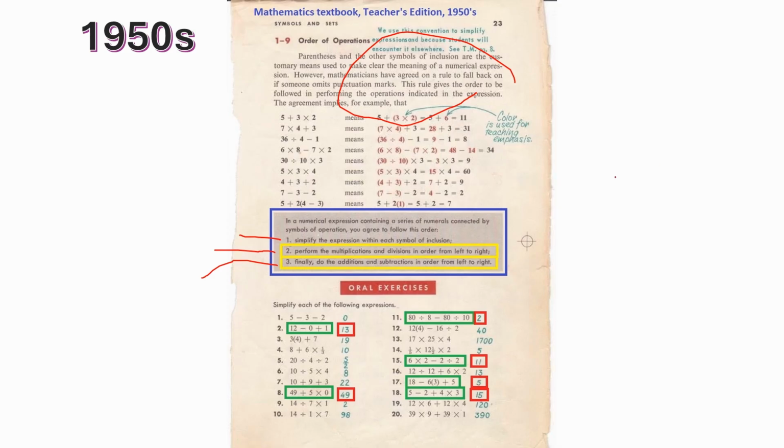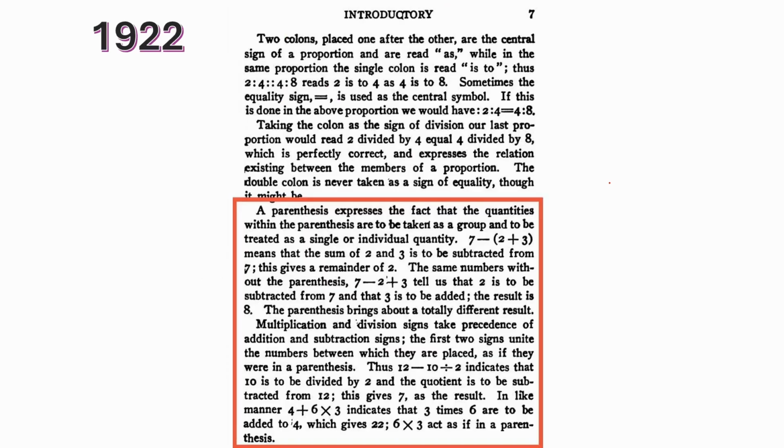It was that way back in the 50s. It was that way even earlier than that. Here's a 1922 textbook. Same thing. You can look at this. I can send you the screenshots. When you have parentheses, it goes through here and explains that, talking about multiplication and addition taking precedence. It's right in this part of the textbook. It says multiplication and division signs take precedence of addition and subtraction signs.